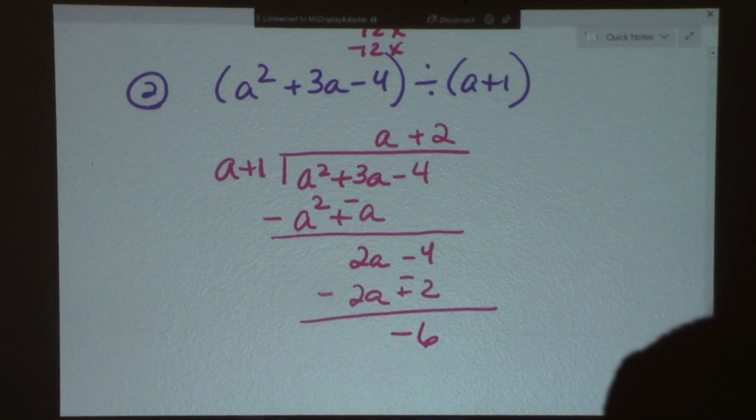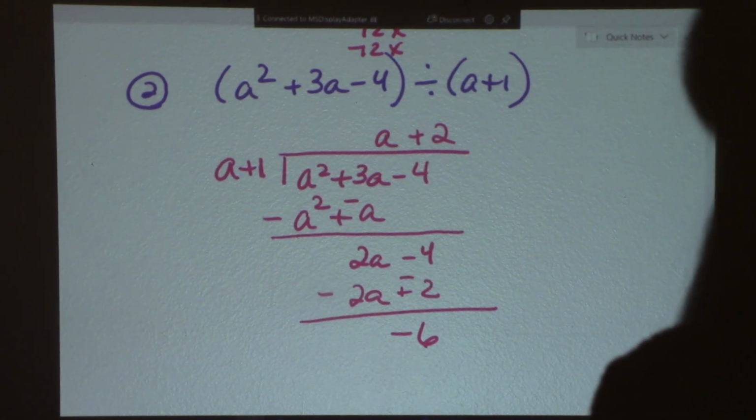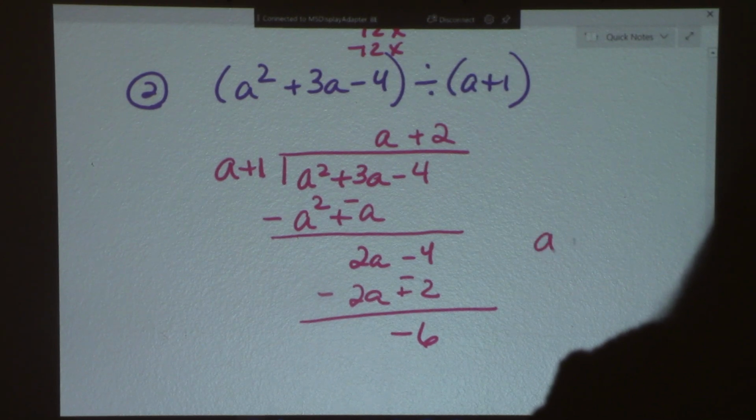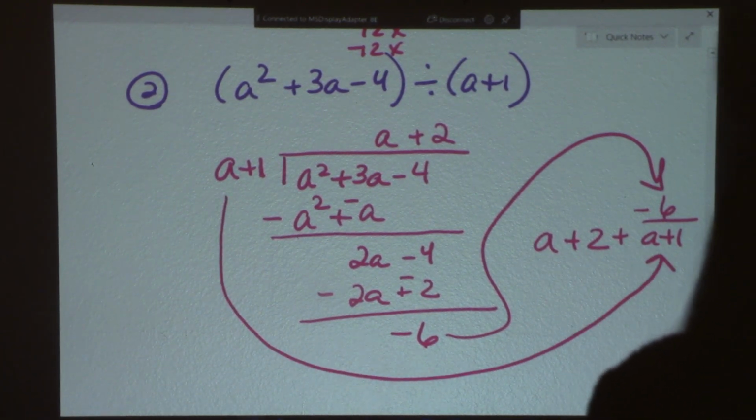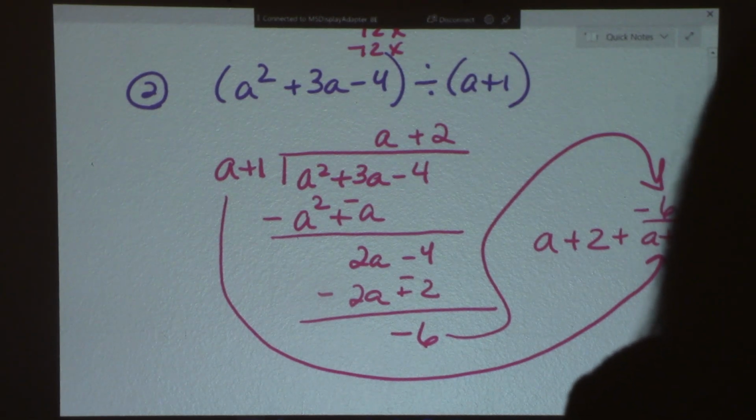Does a go into negative 6? No, it's just a remainder. So I'm going to write my answer as a plus 2 plus negative 6 over a plus 1. So my remainder goes up here, and the divisor goes in the denominator.